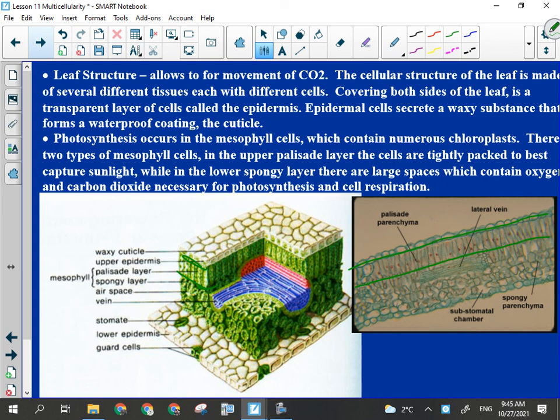For our lab, should we label the epidermis and stuff just because we learned about it? No, I'm just worried about the parts of the cell.